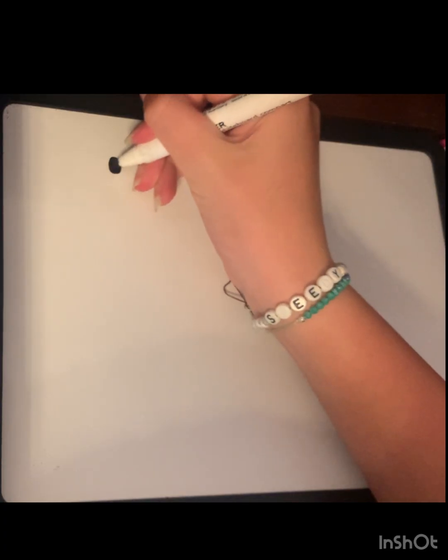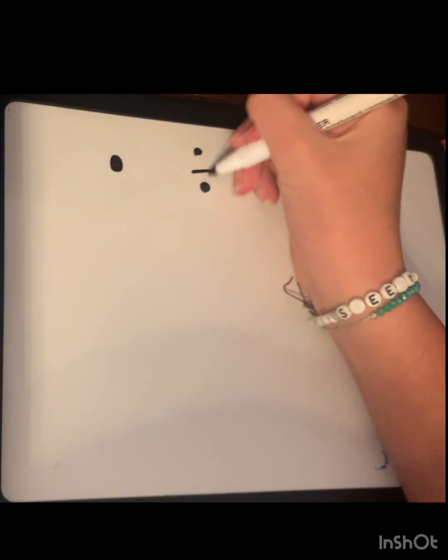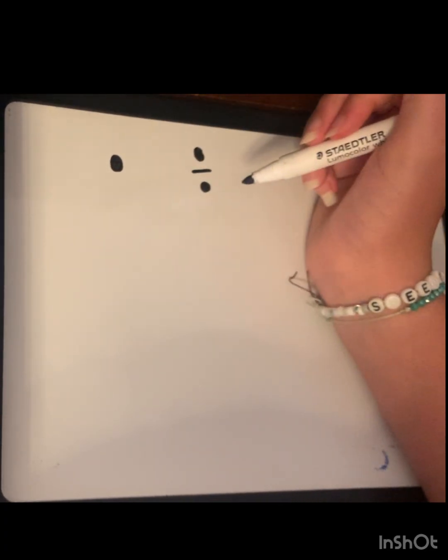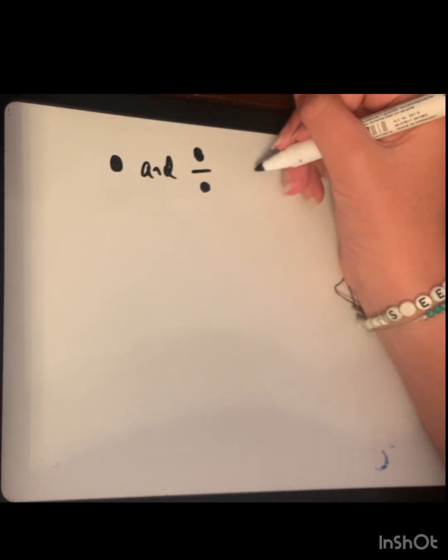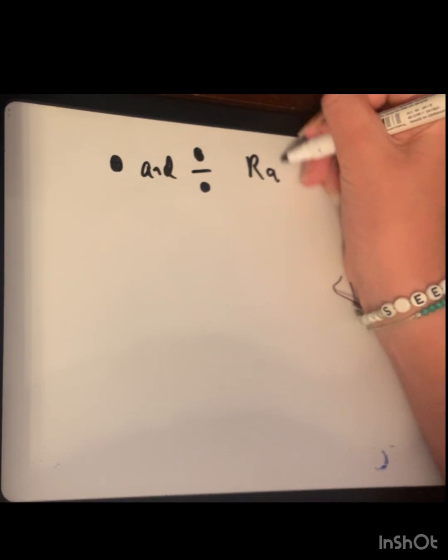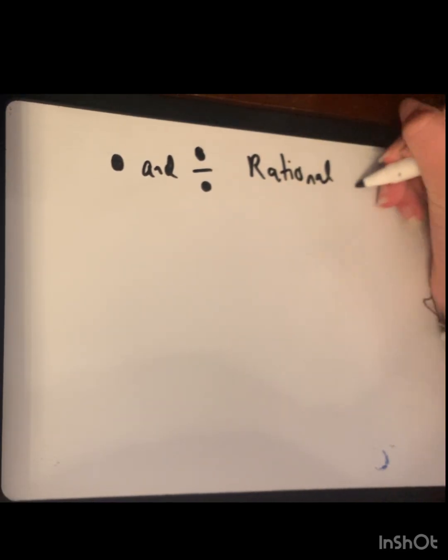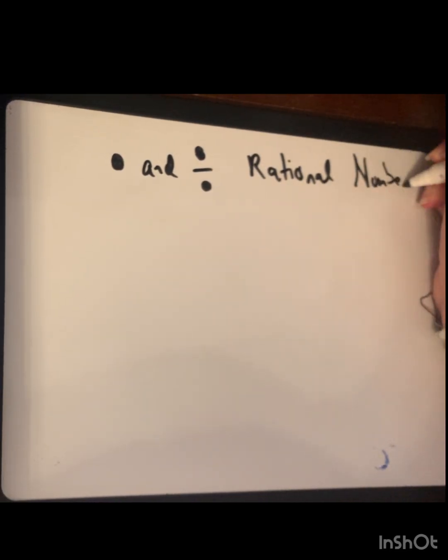Now, let me show you guys. This is multiplication in algebra, and this is division. Division always stays the same, but multiplication is a dot. So today I'm going to show you guys multiplication and division with rational numbers. Let's get to it.